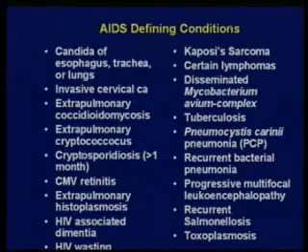CMV cytomegalovirus retinitis, extrapulmonary histoplasmosis, a fungal infection, HIV-associated dementia, and there's HIV wasting down here, Kaposi sarcoma, certain lymphomas, disseminated Mycobacterium avium complex, or MAC, tuberculosis, PCP, recurrent bacterial pneumonia, progressive multifocal leukoencephalopathy, PML, recurrent salmonellosis, toxoplasmosis. We're going to talk about some of these in detail.